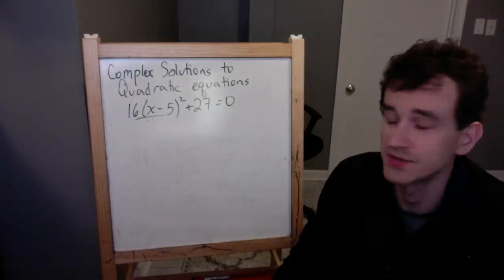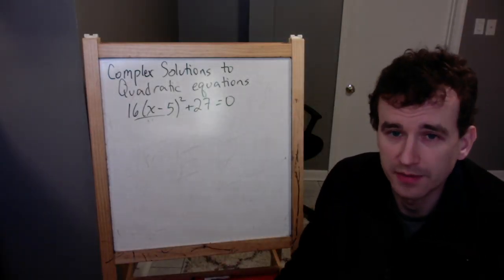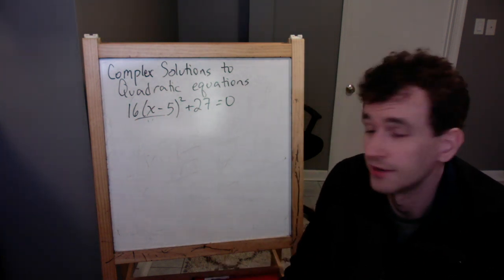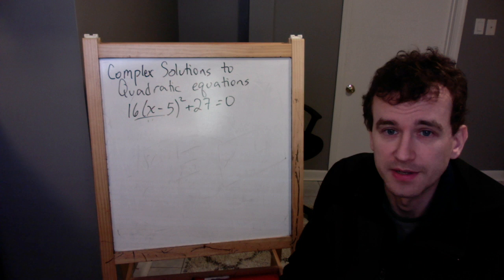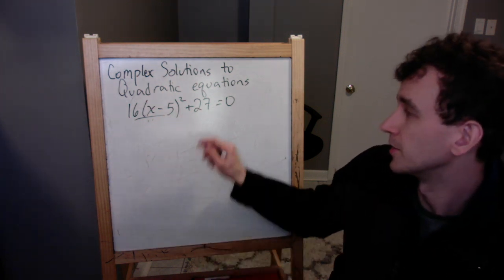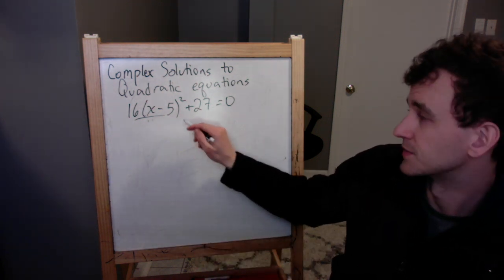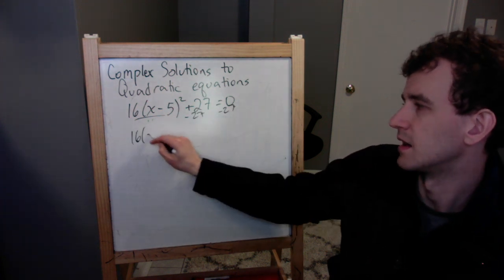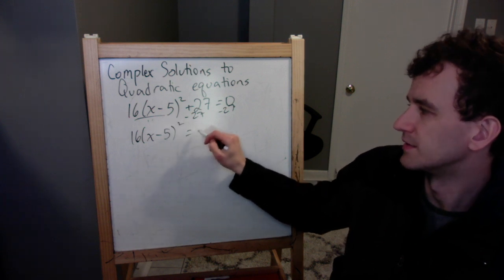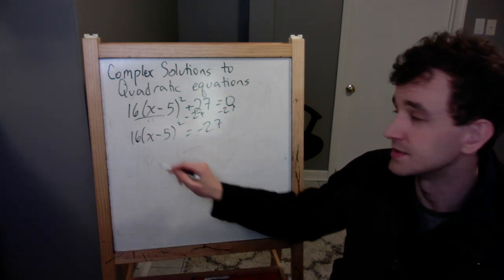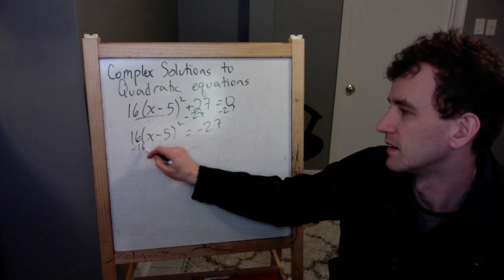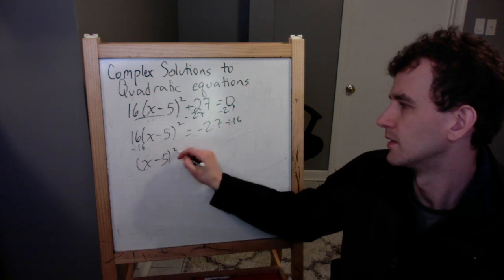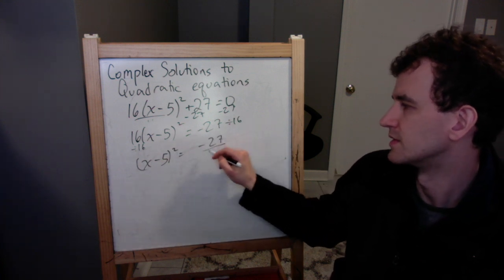Here's another quadratic equation. 16 times (x minus 5) squared plus 27 equals 0. This is in vertex form, and when we're in vertex form, we can solve it by just undoing operations. We don't need to use the quadratic formula. This one might already have had the square completed. Subtract 27 from both sides, gives us 16 (x minus 5) squared equals negative 27. Divide both sides of the equation by 16, which gives us (x minus 5) squared equals negative 27 over 16.